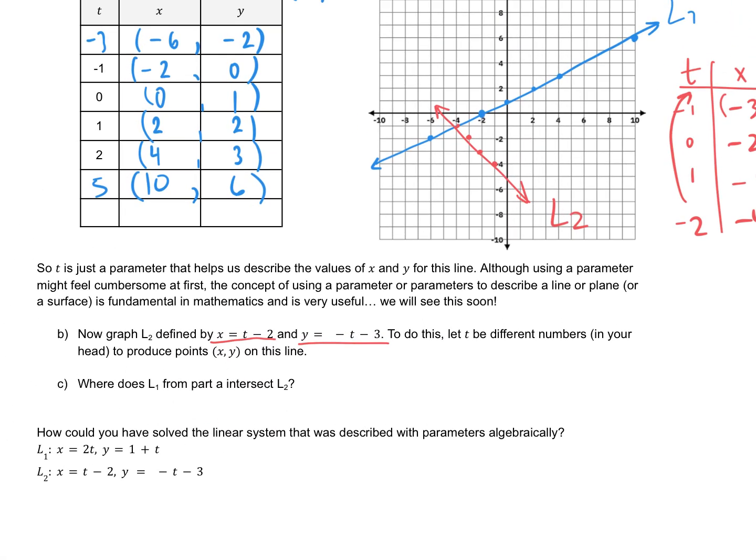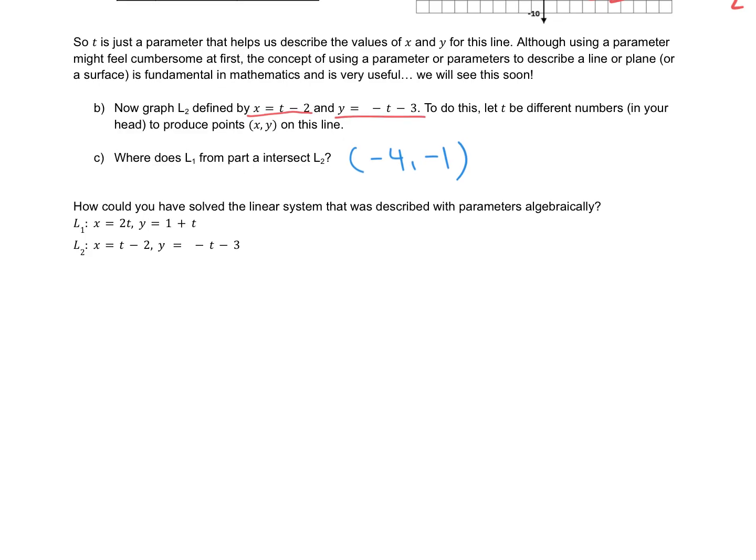Where does line 1 from part A intersect line 2? At -4, -1. Now, if those equations had been in y equals mx plus b form or in standard form, I would have done a nice substitution elimination and I would have solved specifically for x and y. But with these parametric equations, we could solve for that point of intersection slightly differently. It's still going to involve a substitution or elimination idea, but instead of solving directly for x or y, we're going to be solving for the parameter. So let's take a look at what that will look like.